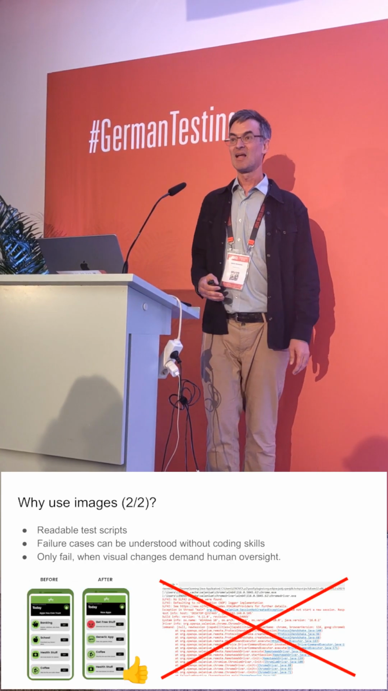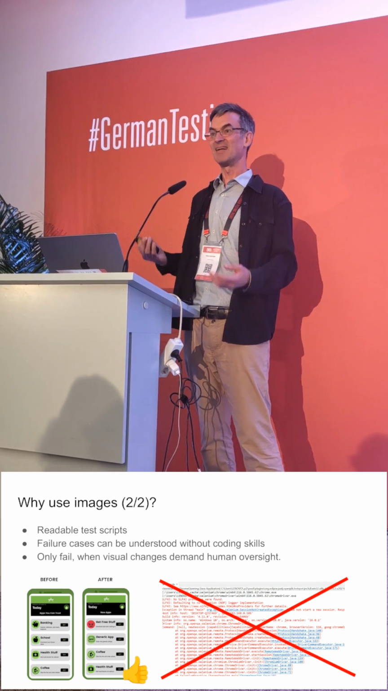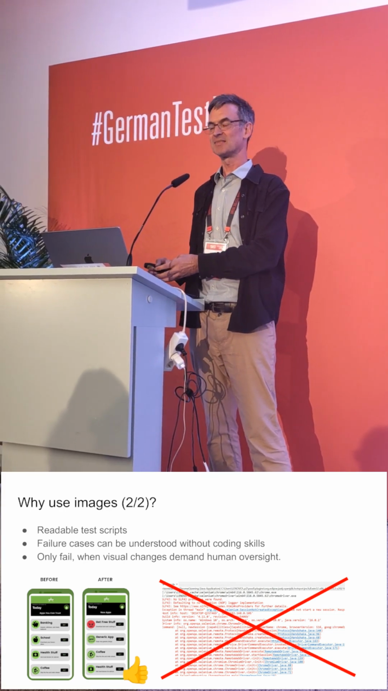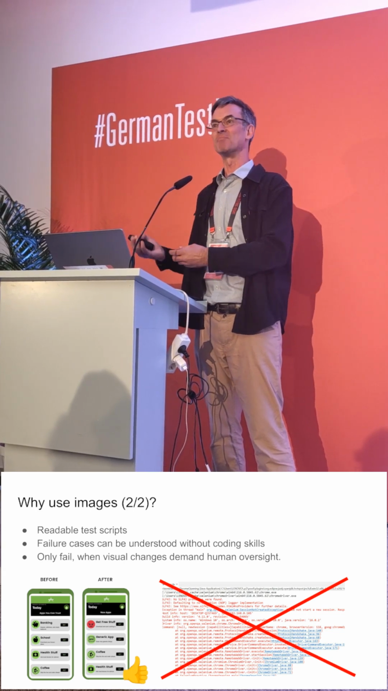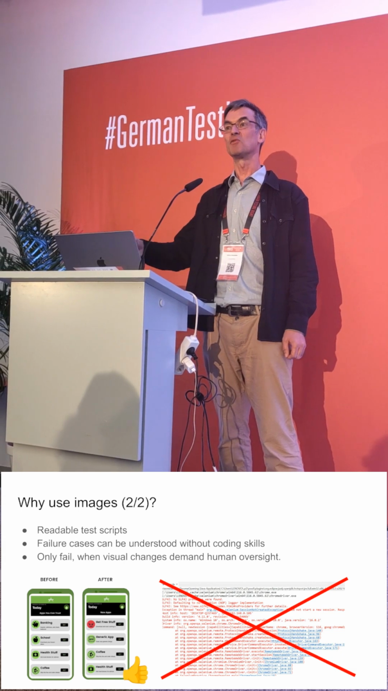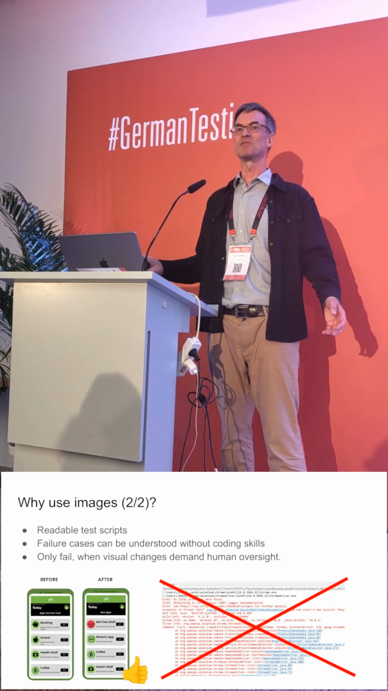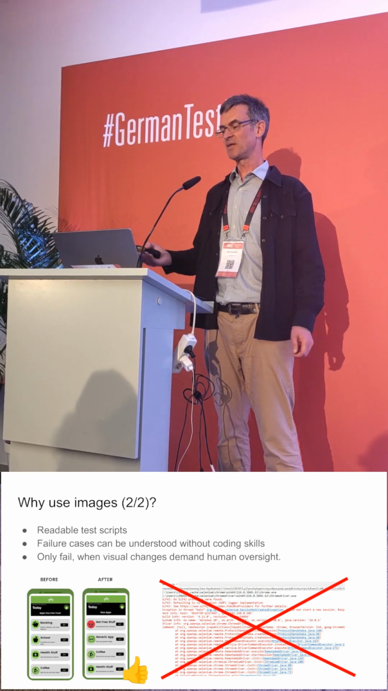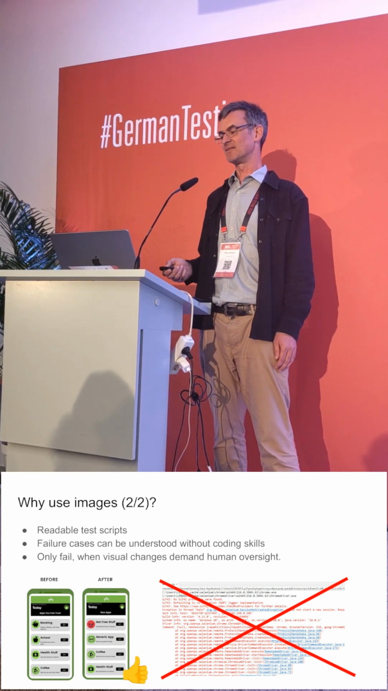Another benefit is, if you're looking for images instead of selectors, you don't get crazy text-only error messages where you have an element not found or something. It takes a lot of knowledge to dive into these error messages to understand what went wrong. But if you just have to compare two images, then it would be much easier and takes less technical skill.